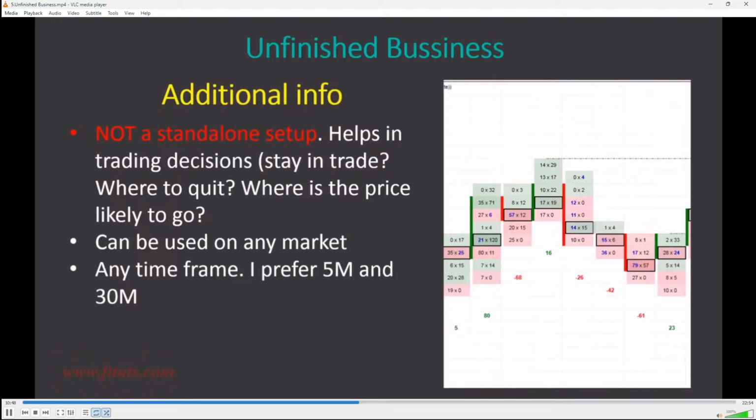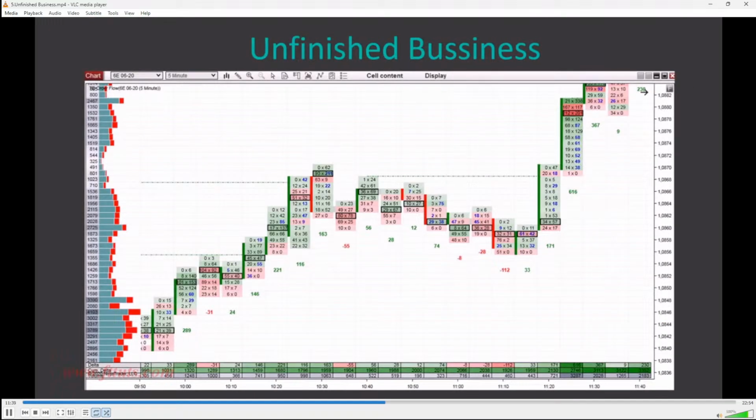As I already said, it can also help decide where to quit your trade. So it can help to decide where to place your take profit, and also where the price is likely to go. All right. All this is based on the fact that the unfinished business works as a magnet. This can be used on any market, but it can't be decentralized. So you can't use it on Forex, but apart from that, you can use it on any centralized market, and you can also use it on any time frame. What I prefer is the 5-minute time frame and the 30-minute time frame. All right, so that's for the theory. Let's now jump into some examples. Those should make it way more clear.